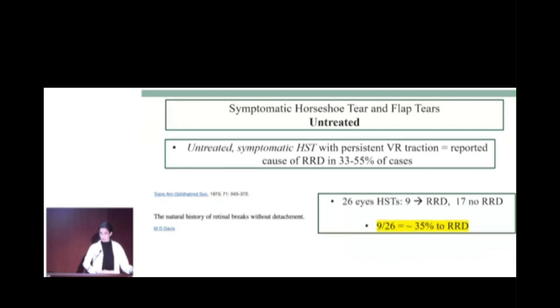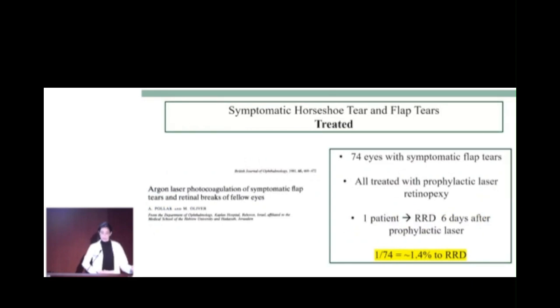There's another paper that demonstrated this by Dr. Matthew Davis. Similar numbers, observing 26 horseshoe tears in patients that were symptomatic and observed. And then 9 of them went on to detach. So again, a similar number that gives us the foundational widely quoted statistic between 30 and 55. Other papers were higher. But then the important thing for us is, what happens if we treat, and does intervening do anything? So we always counsel the patient that it doesn't guarantee they don't detach, right? But when we're having the discussion.